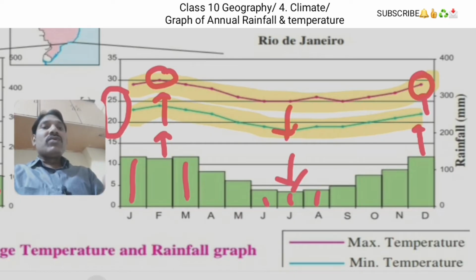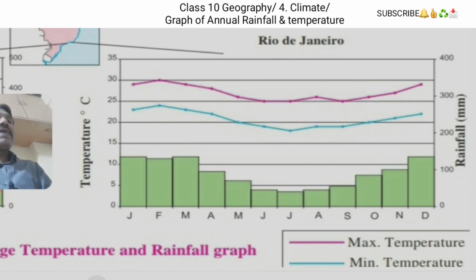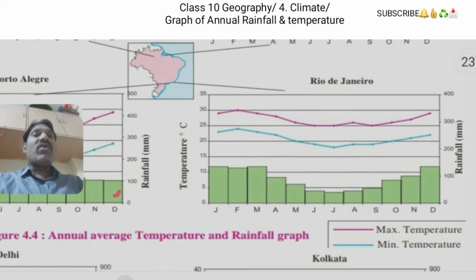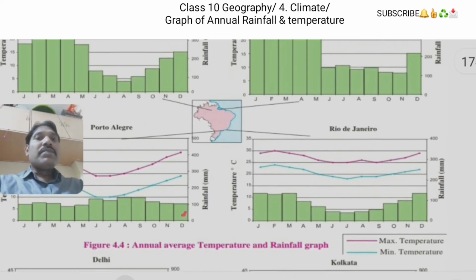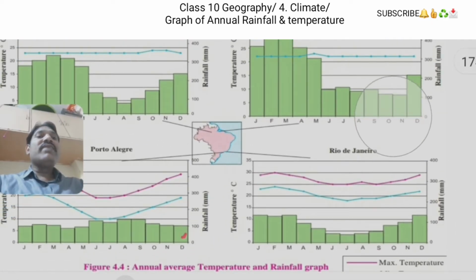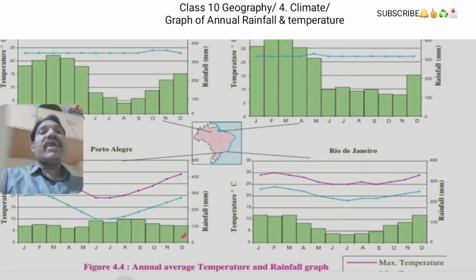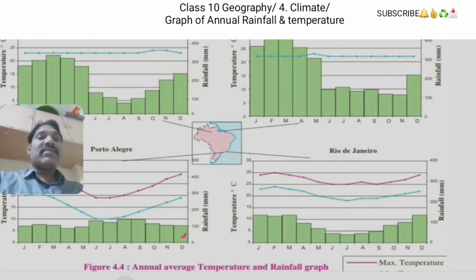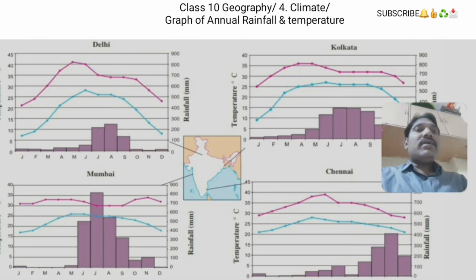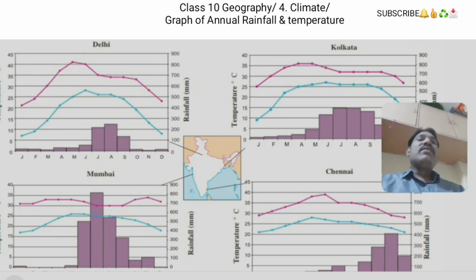Very good. So students, this is about the rainfall and the temperature of the cities of Brazil, that is Manaus, Belém, Porto Alegre, Rio de Janeiro. So this is about the annual average temperature and rainfall of the Brazil cities. Now let's try to understand some of the temperature and rainfall of the Indian cities.